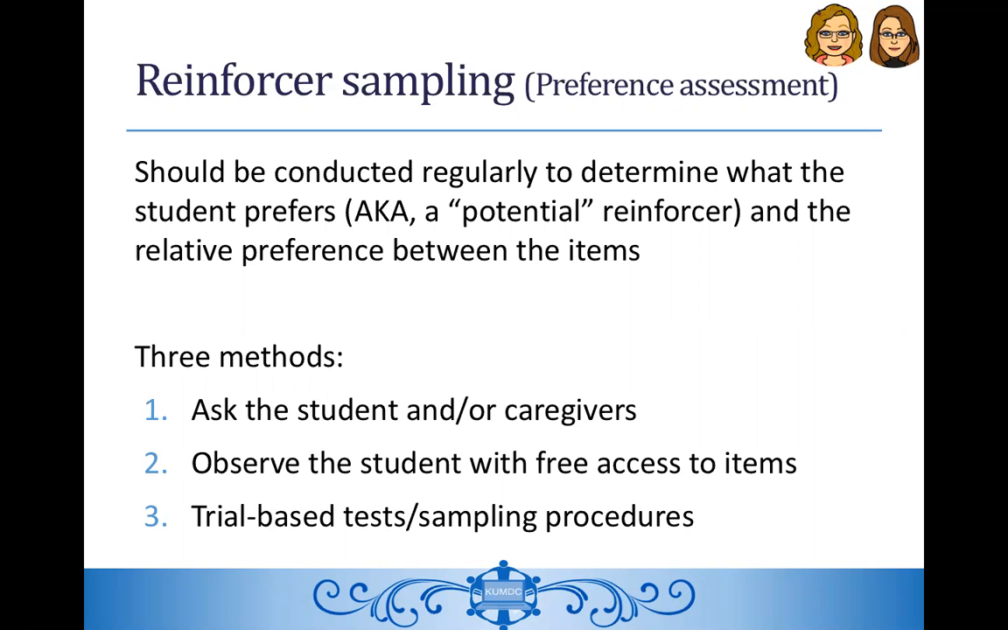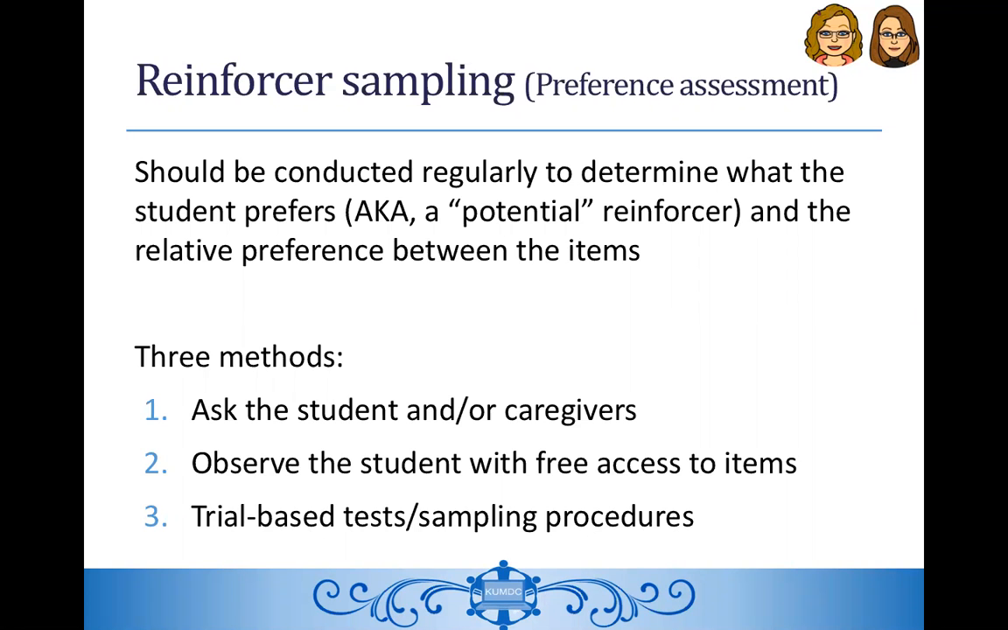And the next method is just to observe the student with free access to items. And there's a couple of different ways we can do this. One is a free operant observation. So they have completely free access to the items and you just kind of watch and see what they gravitate towards. Another is the contrived free operant observations, and that's where you offer single and multiple item presentations within a drill and practice context. The next is a naturalistic free operant observations, and that's where you offer single and multiple item presentations, but they're within a play context with you.